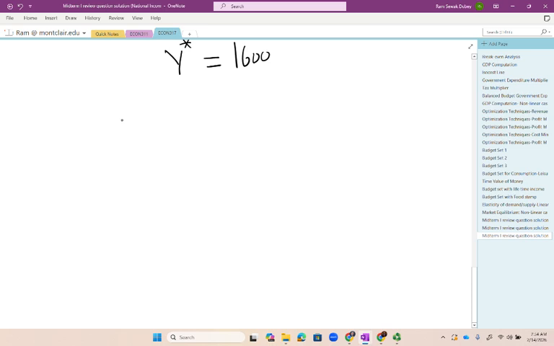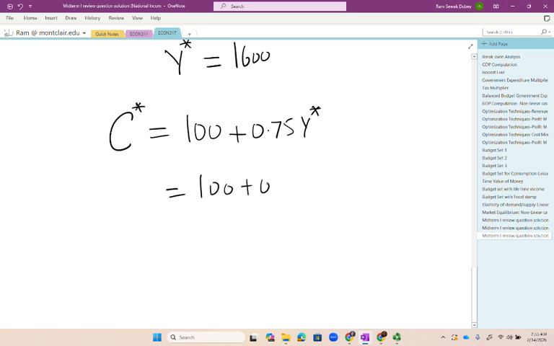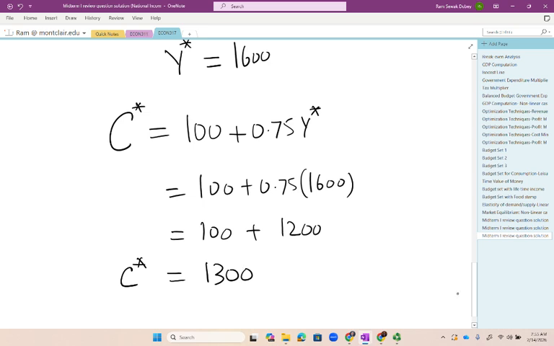We can also find out the aggregate consumption in equilibrium. So let me do this. I go back to the expression. It is given as 100 plus 0.75y. I already know y is at equilibrium, so I put a star here. So 100 plus 0.75 times 1600. We can do this computation. The second term will turn out to be 1200. So C star in equilibrium is 1300.